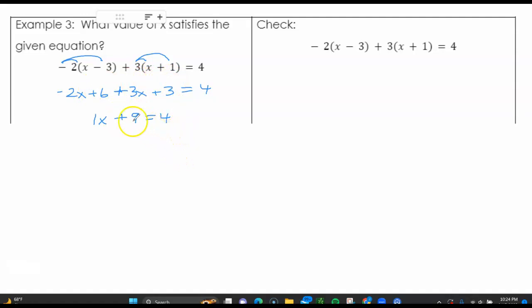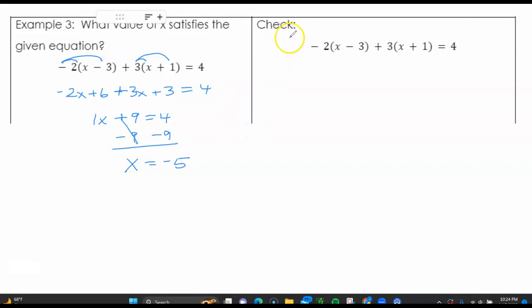So 1x, or just x if you like, plus 9 equals 4. So we need to move a plus 9. We need to get rid of that. We need to move it to the other side. The opposite of plus 9 is minus 9. So we have to subtract. So we get x equals negative 5.